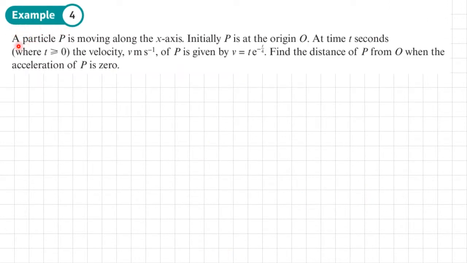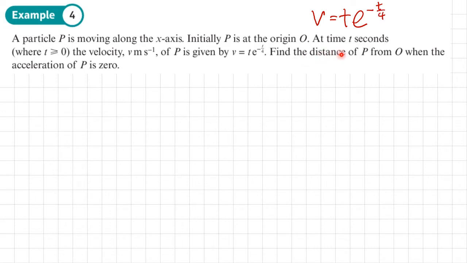Example 4. A particle P is moving along the x-axis. Initially P is at the origin O. At time t seconds, where t is greater than or equal to 0, the velocity v meters per second of P is given by v is equal to t times e to the power of -t over 4. Now I might write that a bit bigger because you might not be able to see that. So we've got v is equal to t e, and the power is -t over 4.